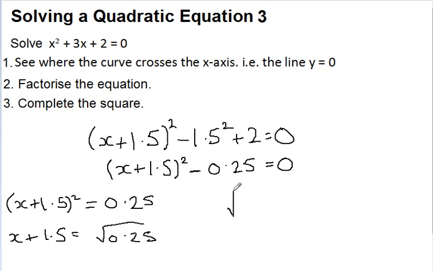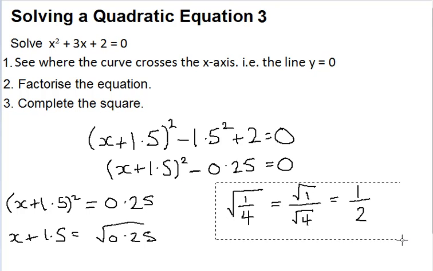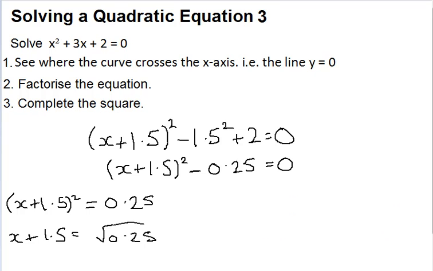Well, the square root of 0.25 is the same as the square root of a quarter. And if you know anything about square roots, then you know that that's the same as the square root of 1 over the square root of 4. And the square root of 1 is 1, and the square root of 4 is 2. So the square root of a quarter, or the square root of 0.25, is simply a half. So it's not that difficult to do that. So now I can write this equation as x plus 1.5 equals a half, or it's the same as 0.5. And if I take away 1.5 from both sides of the equation, I get x equals minus 1.